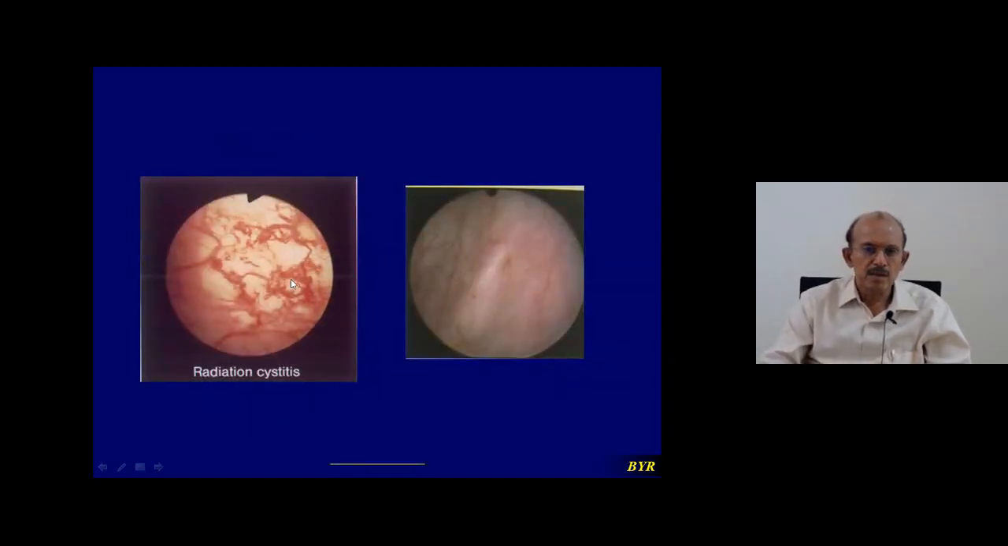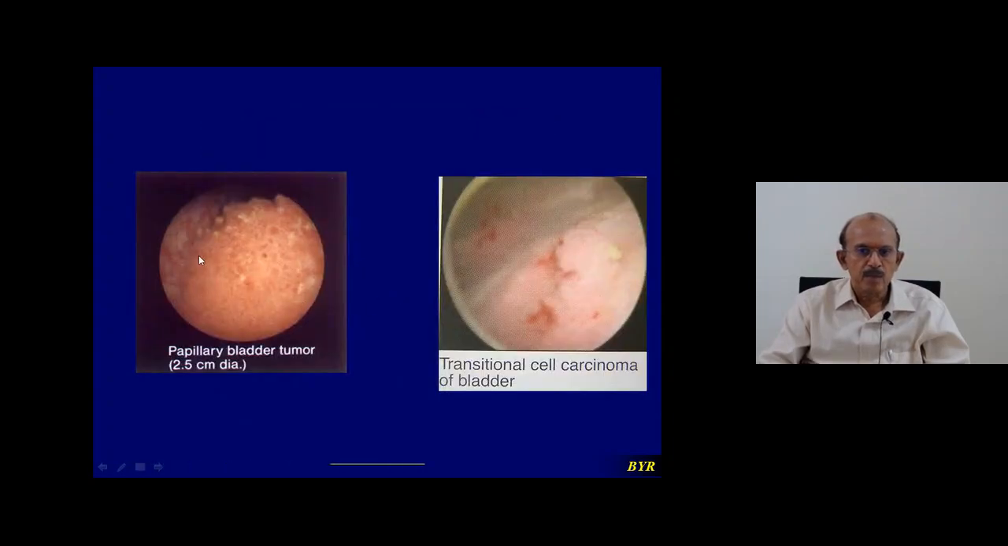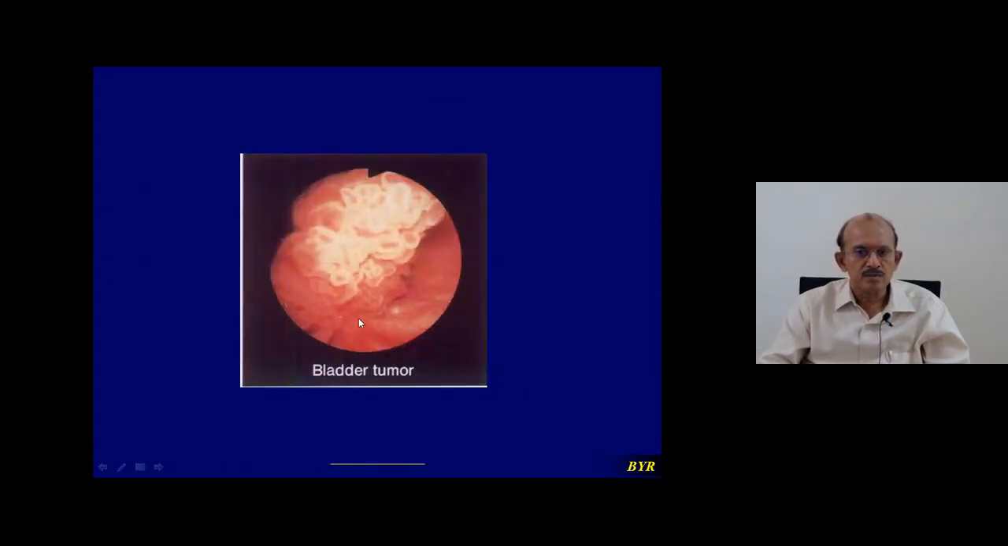Okay, this is radiation cystitis, where you will see erythema of the mucosa with the dilated vessels. Here also you can see. This is the bladder calculus. This is papillary tumor of the bladder. This is the carcinoma of the bladder. I am just showing some examples. This is another case of frond-like arrangement of the papilla. This is transitional cell carcinoma.